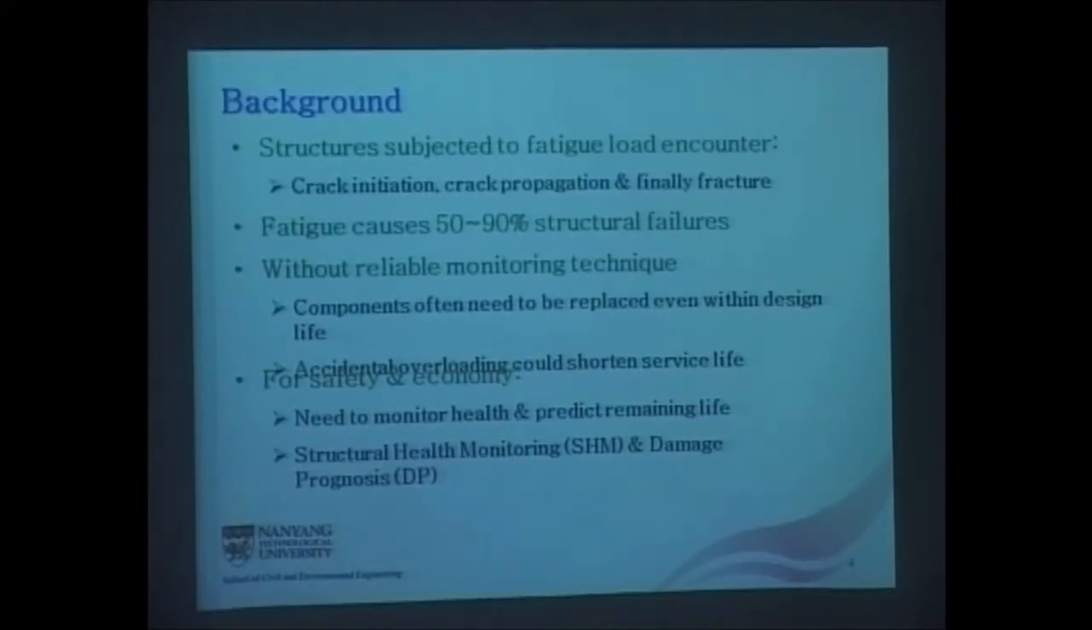So most of it can be attributed to fatigue problems. And so whether to look at the replacement of components, right? So it's important that we look into the remaining life to monitor the health, and then from there, once we pick up the problem, we can make a judgment whether we want to repair or not.